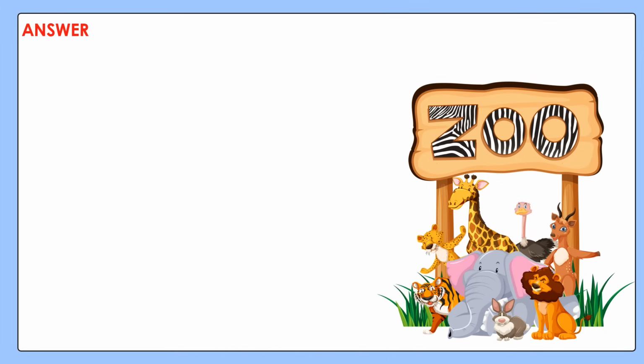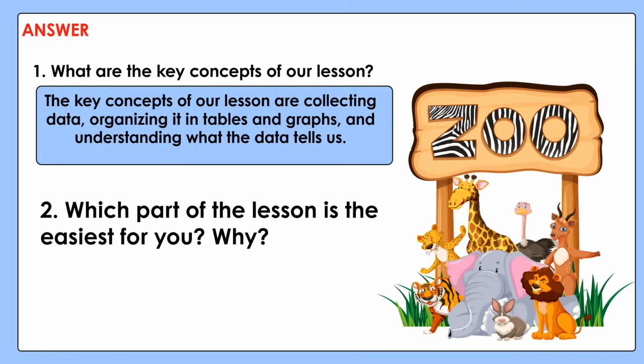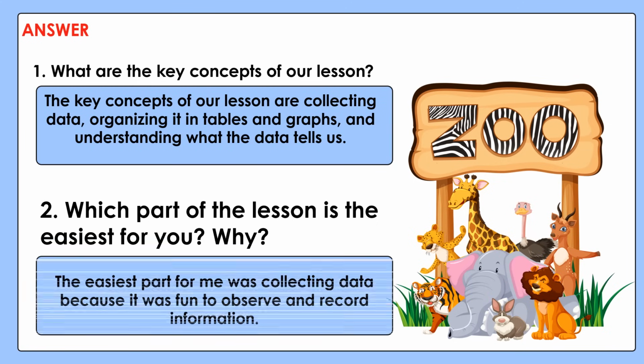And here's the answer. Number 1, what are the key concepts of our lesson? The answer: the key concepts of our lesson are collecting data, organizing it in tables and graphs, and understanding what the data tell us. Number 2, which part of the lesson is the easiest for you and why? The answer: the easiest part for me was collecting data because it was fun to observe and record information.